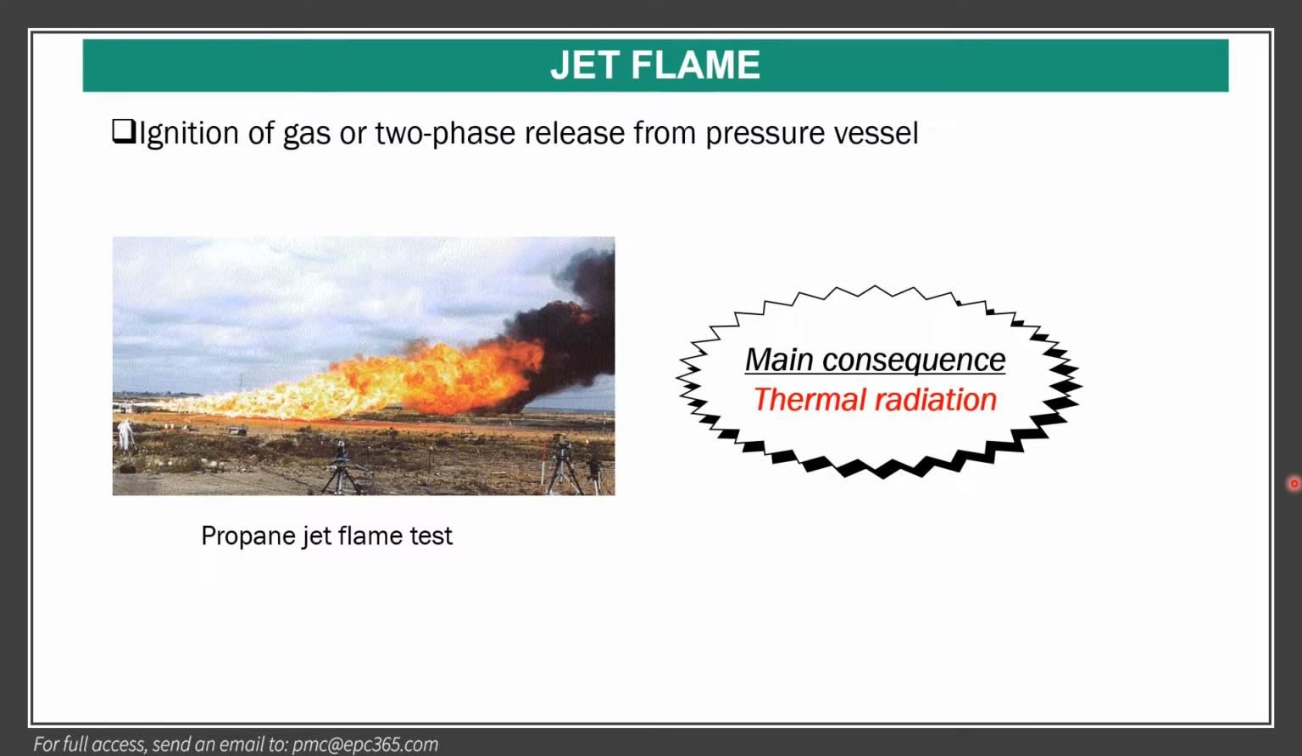So jet flame is ignition of gas or two-phase release from pressure vessel, and this is a propane jet flame test, and mainly thermal radiation. ALOHA is very good for that. You can use jet fire for this. There are other packages that you do like FAST. This is for professional, and you do it for the DRA. But if you have an accident, you can use this to understand for the lesson learned.